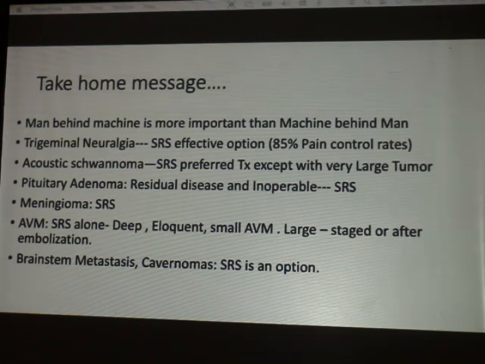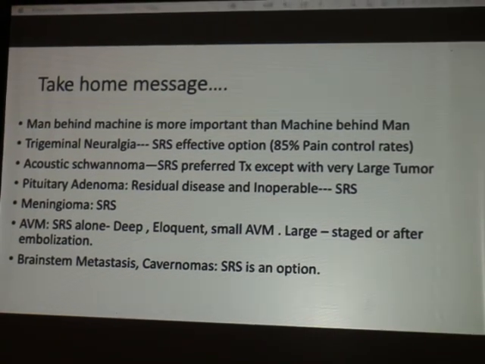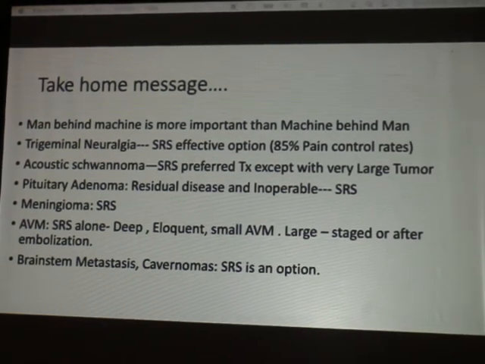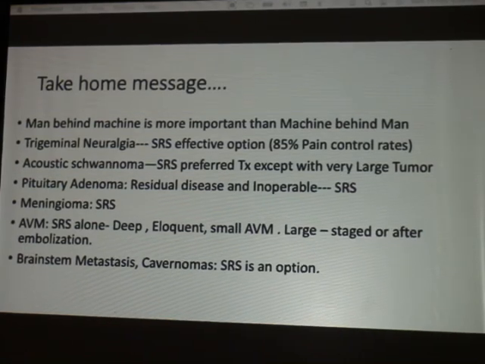Dr. Ritesh, for all of us, because I am also part of the radiation oncology team.